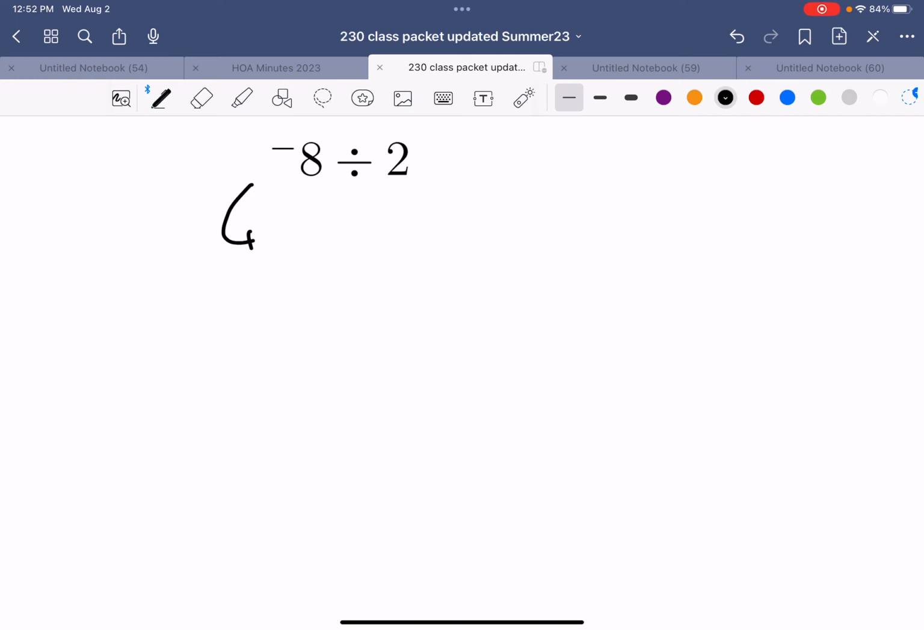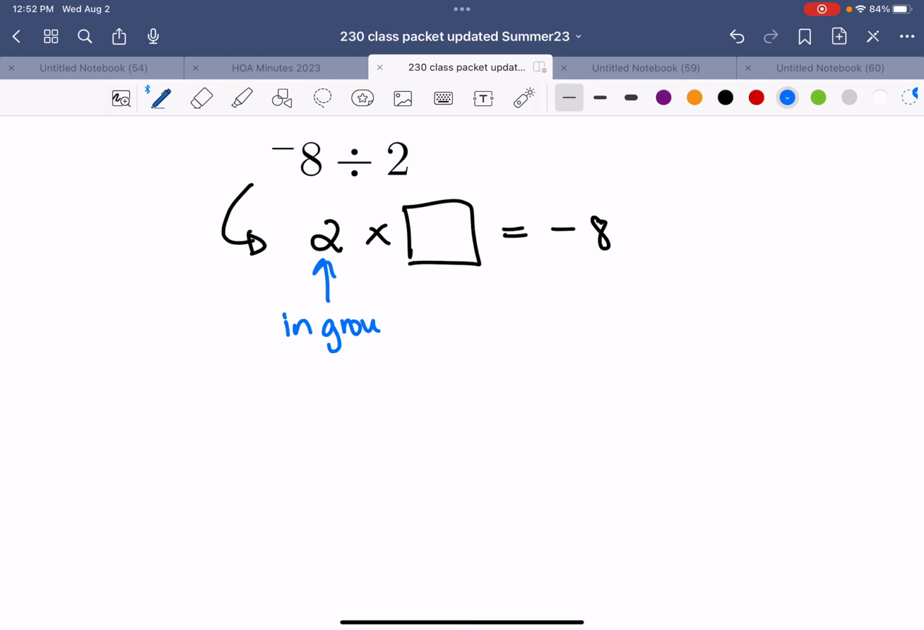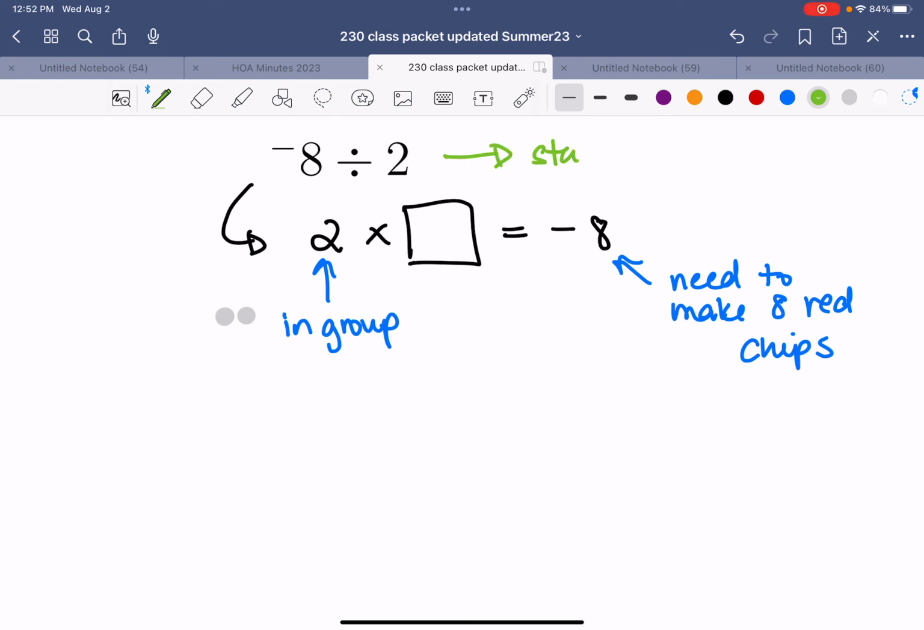So again, first thing we're going to do is go ahead and convert that to multiplication. So 2 times some number gives me -8. Okay, so what's in my group is 2 white chips. So my group looks like this. And I need to make 8 red chips. Right? And so again, I need to make red chips, but what I have in my group is white chips. So putting in white chips is not going to get me red ones. So that means I'm going to start from 0 pairs. So opposite signs, start from 0 pairs.